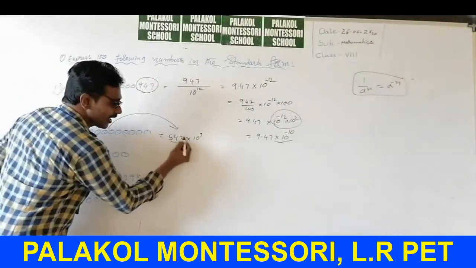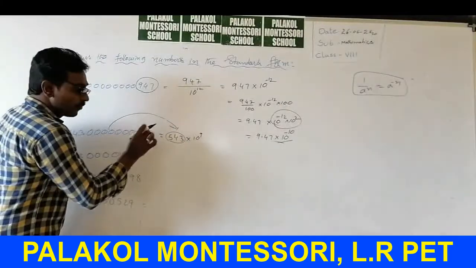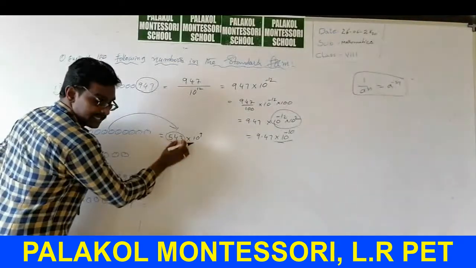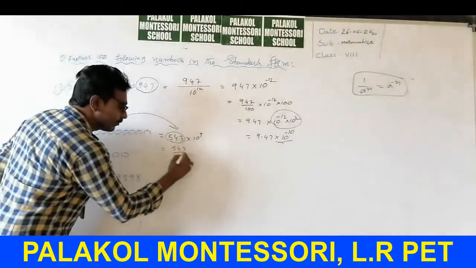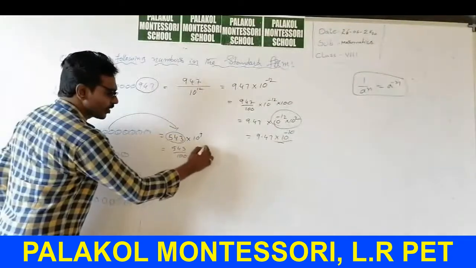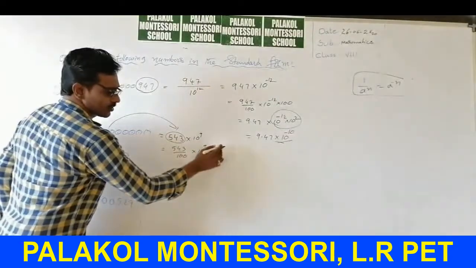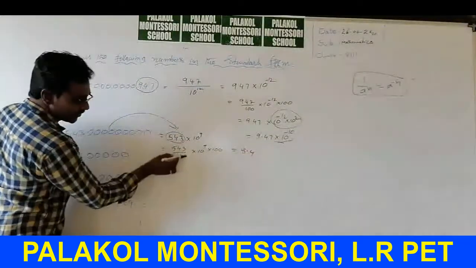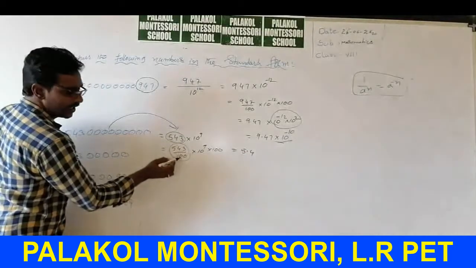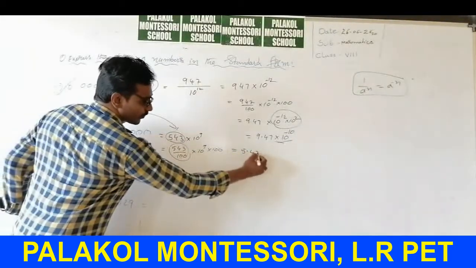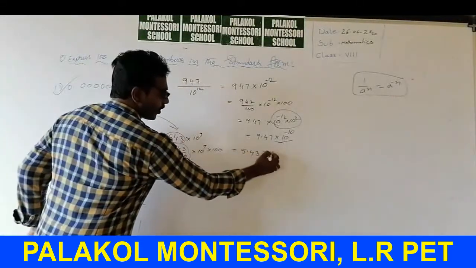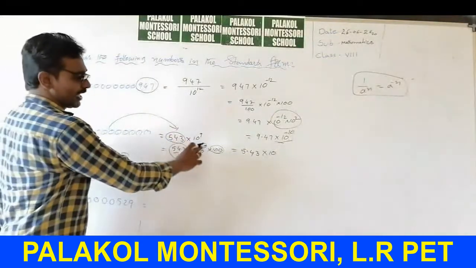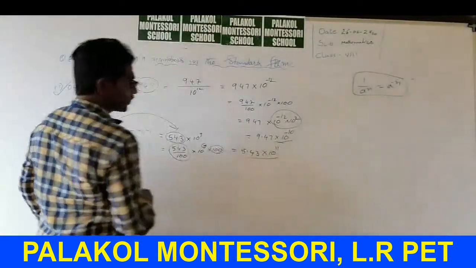So here the number is 543. 5 alone is set in the integral part, and after that two more numbers are there. That's why I write 543 by 100 into 10 power of 9 into 10 square. So here when you divide 543 by 100, you get 5.43 into 10 power of, this one is 9, and 100 you write as 10 square, 2 plus 9 is 11. The sum is over.